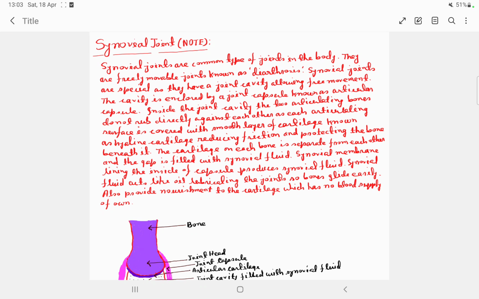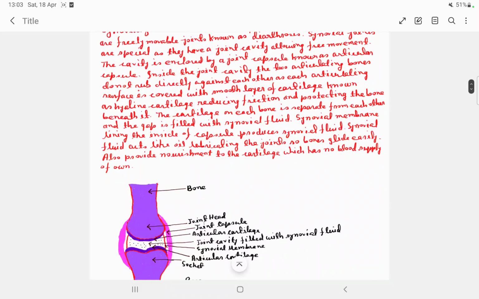So what are synovial joints? Synovial joints are a common type of joint in the body. They are freely movable joints, also known as diarthrosis. Synovial joints are special because they have a joint cavity which allows free movement. The cavity is enclosed by a joint capsule known as the articular capsule.